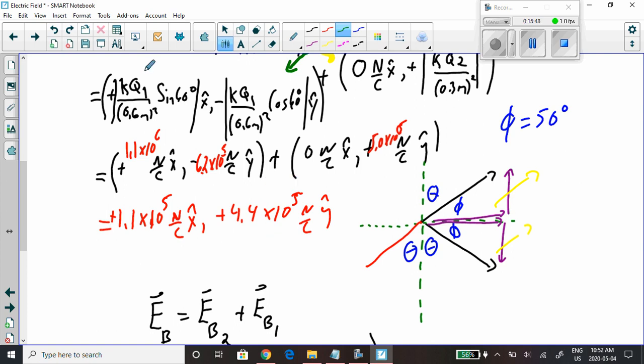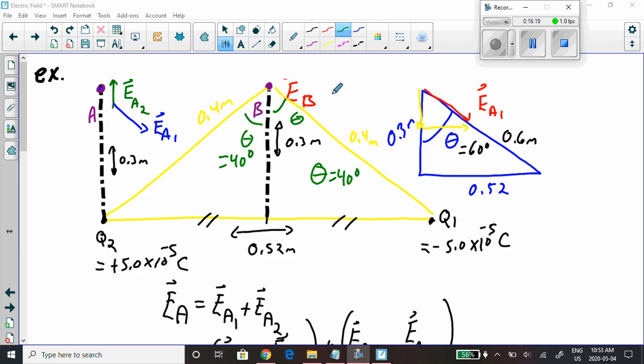I did the calculation here. I did the calculation here. This was 0. I did the calculation here. And then I collected my x's together. I collected my y's together. And that literally, right there, kids, is the electric field at point A. And it is the result of these two separate electric fields that we've simply added together.